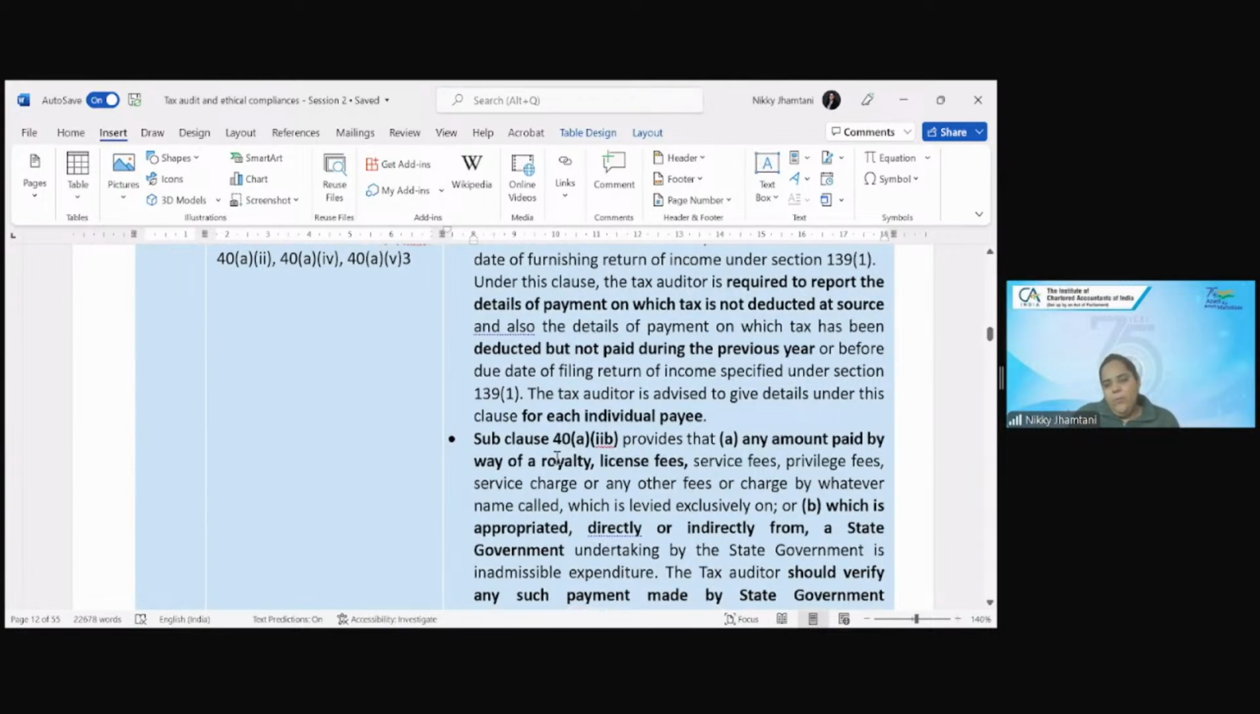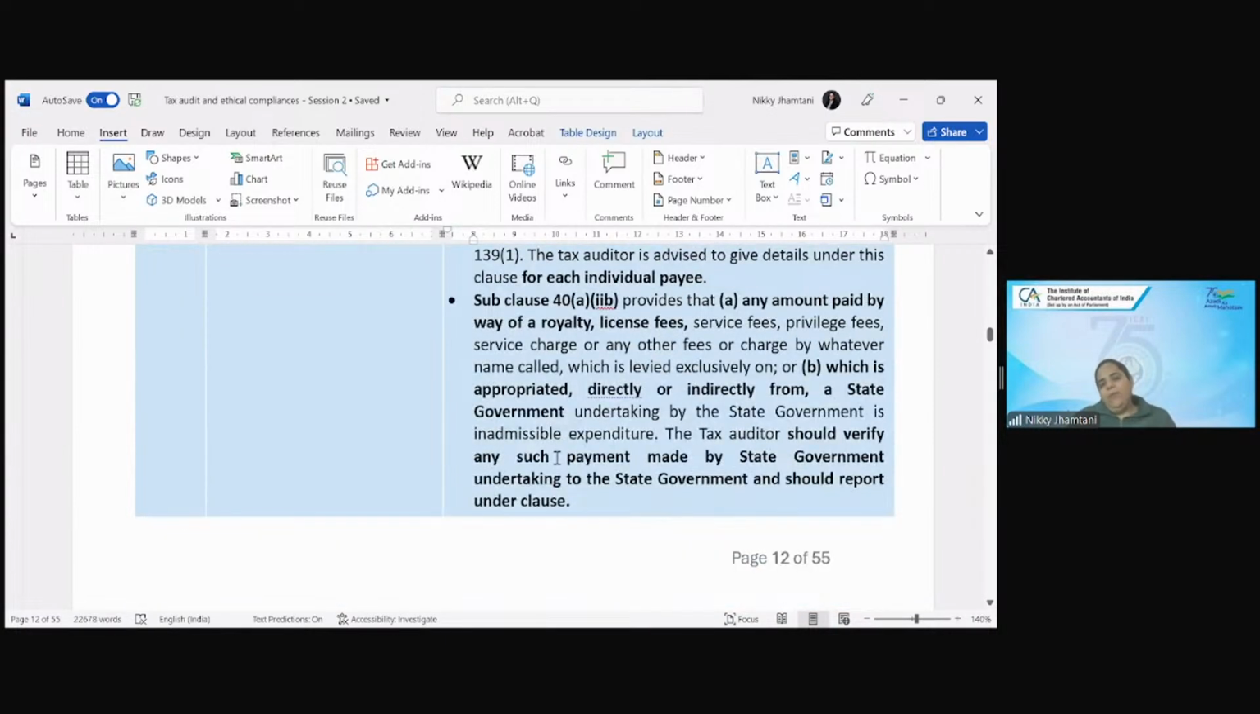Subclause 40A(2)(b) provides that any amount paid by way of royalty, license fees, service fee, privilege fee, service charge, or any other fee or charge by whatever name called, which is levied exclusively on or which is appropriated directly or indirectly from a state government undertaking by the state government, is an inadmissible expenditure. The tax auditor should verify any such payment made by a state government undertaking to the state government and should report under this clause.